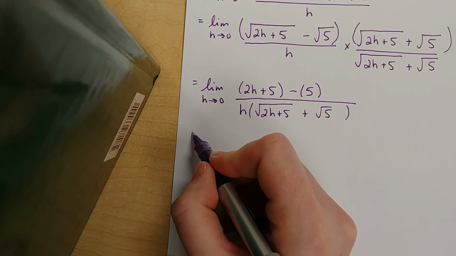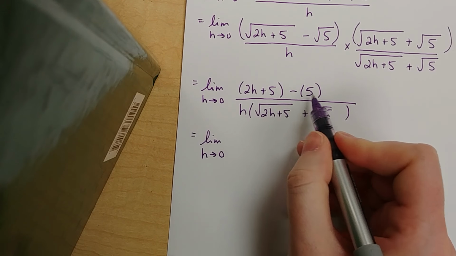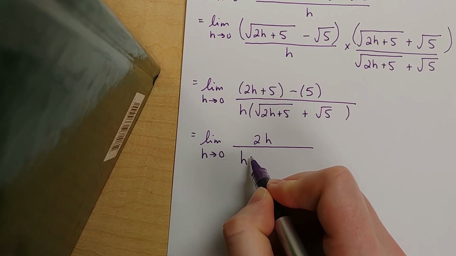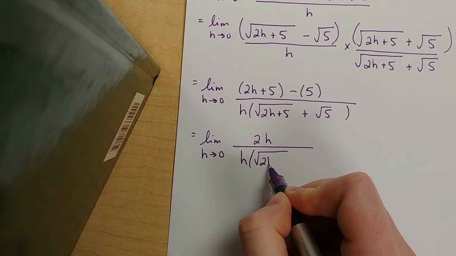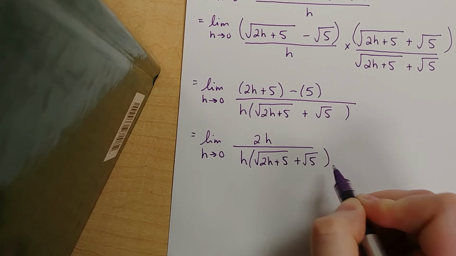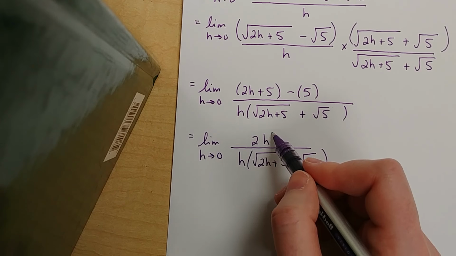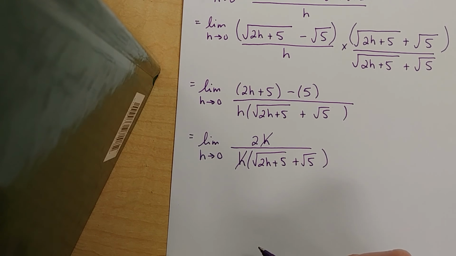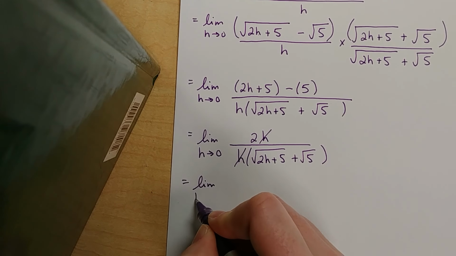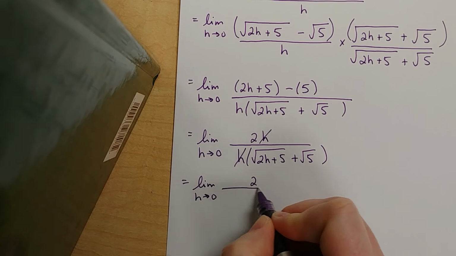So in my next line, I can tidy up that numerator a little bit. 5 minus 5 is gone. I'm going to have a 2h as my numerator, all over h times root 2h plus 5 plus root 5. And now, because I left this linked by multiplication, I can divide h by h and simplify this. So there's no longer that single h hanging out.